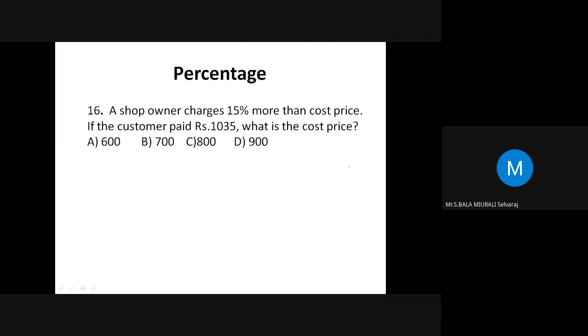A shop owner charges 15% more than cost price. If the customer paid 1035, what is the cost price? Now understand, cost price refers to the cost of making a product. Let us say you have a pen in your hand. The cost of manufacturing the pen is called the cost price, plus the seller or manufacturer will have some cushion which is called profit. Cost price plus profit is called selling price. Any doubt on this?